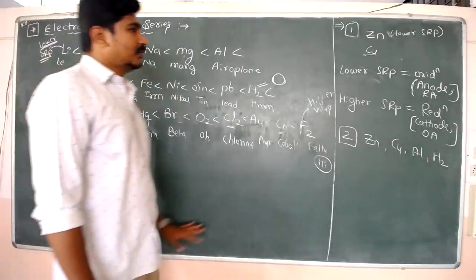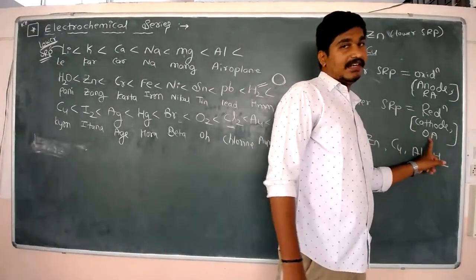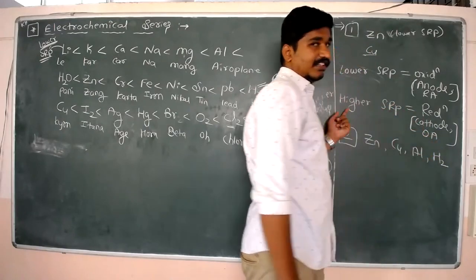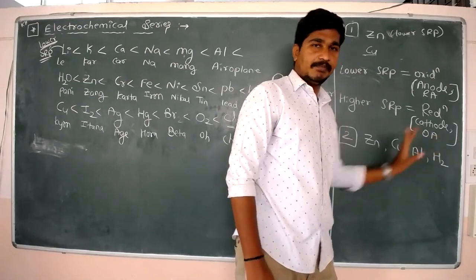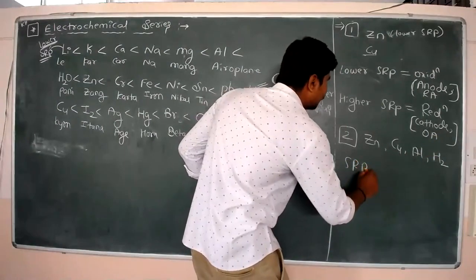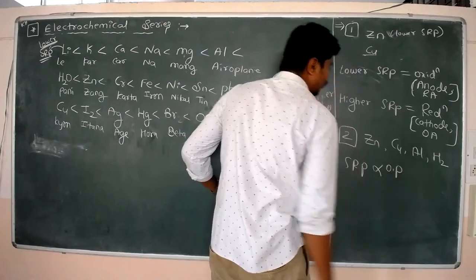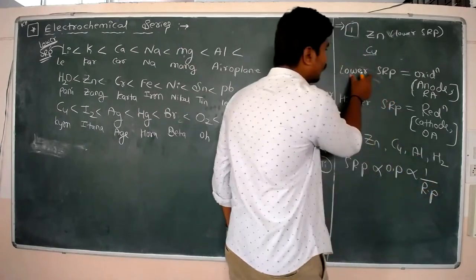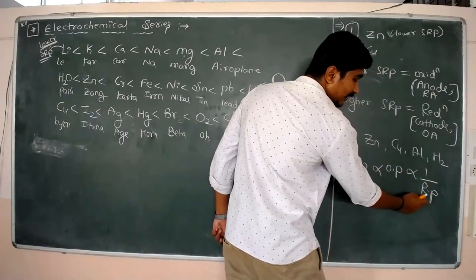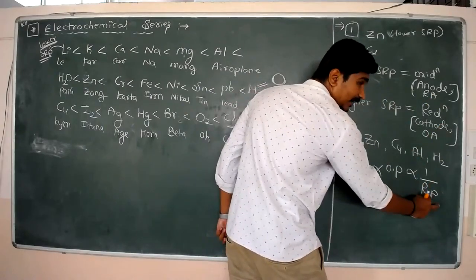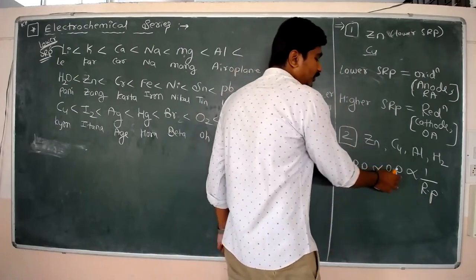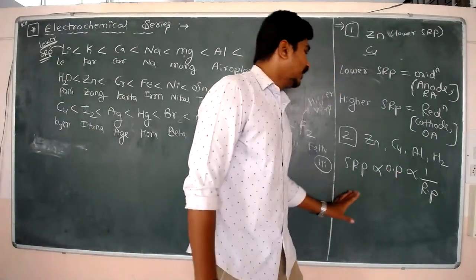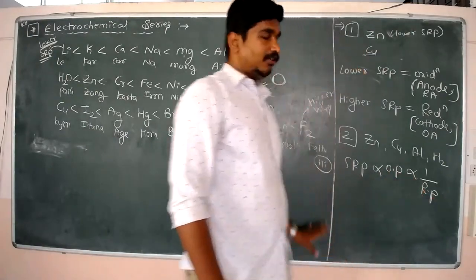Just remember here, an oxidizing agent is the one which has higher SRP. It means it has high oxidizing power. SRP is directly proportional to oxidizing power and inversely proportional to reducing power. Lower SRP, reducing agent. That is, the lower the SRP, the more the reducing power, and the higher the SRP, the more the oxidizing power. You should remember this.